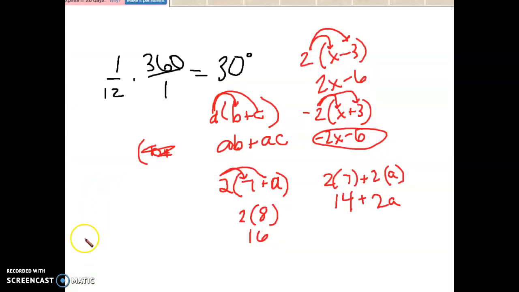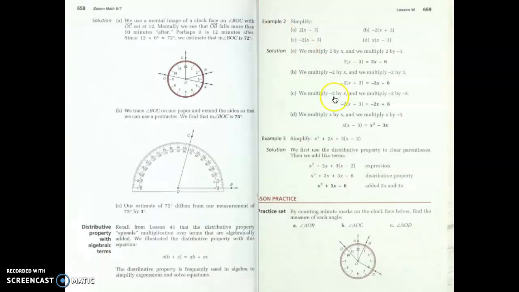Now let's go ahead and do x times the difference of x and 3. I'm going to do it on the whiteboard over here. X times the difference of x and 3. So we have x multiplied by x, which is going to give us x squared, not 2x, minus x times 3, or negative 3 is negative 3x. All right, that's your solution.